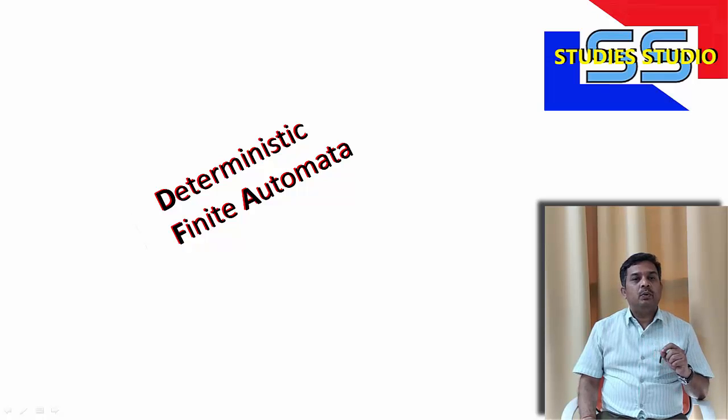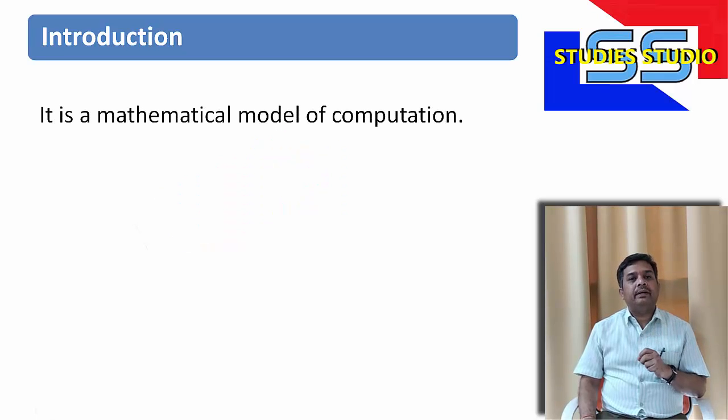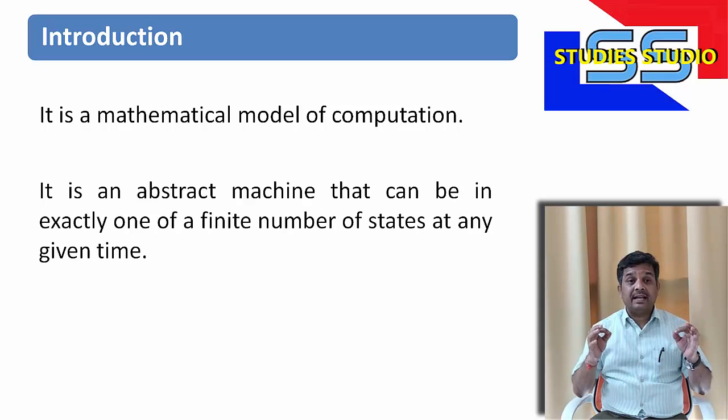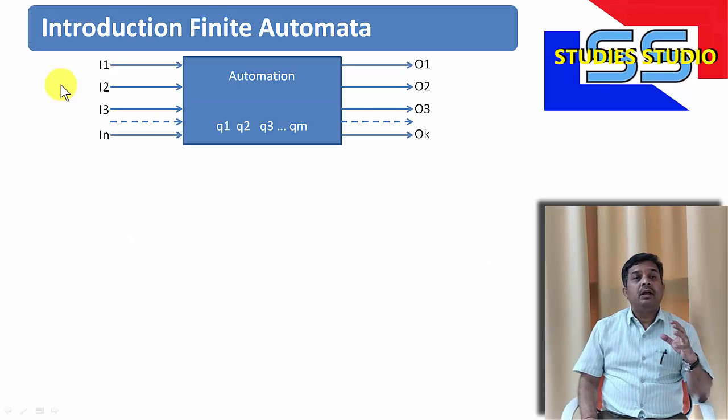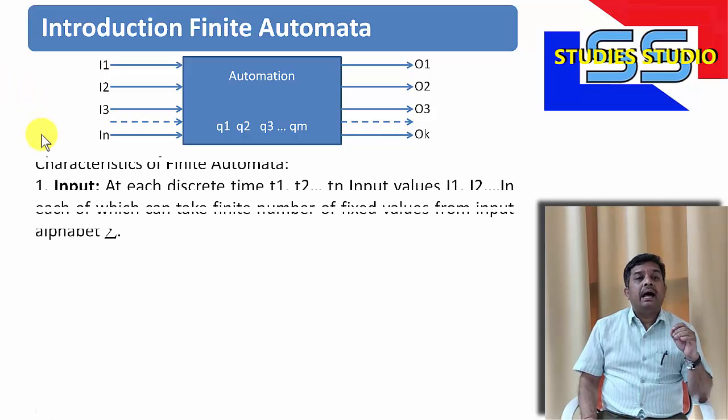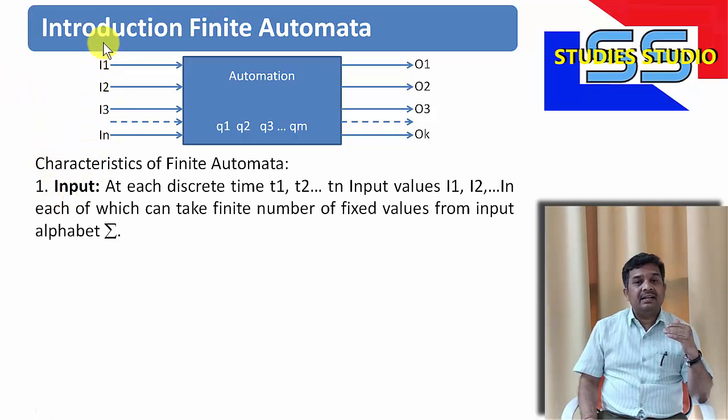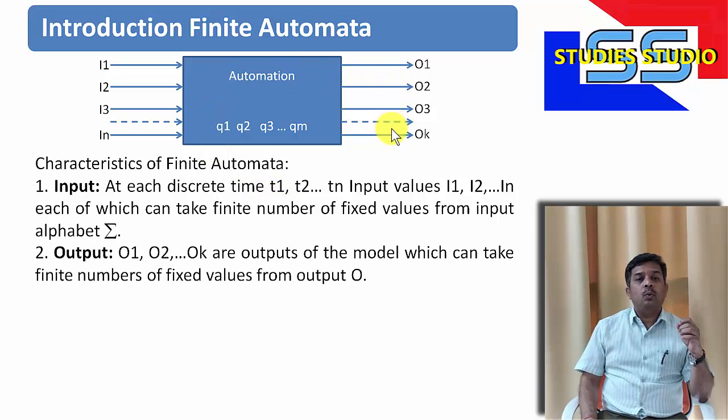In our first video, we have already seen that a finite automata is a mathematical model for computation, and we can also say that it is an abstract machine that can be in exactly one of a finite number of states at any given time. If we want to show this in the form of a diagram, we'll have a set of inputs. These inputs will be given at discrete instants of time, that is t1, t2 to tn, and we'll have a set of outputs, that is O1, O2 to Ok, and in between there are different states.